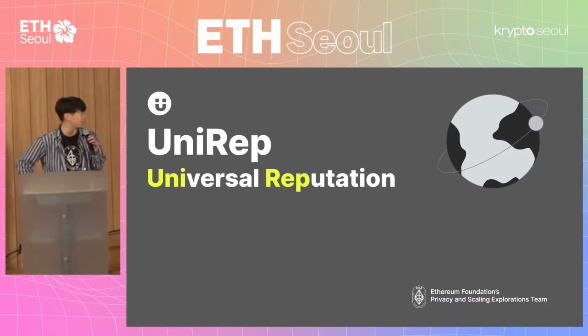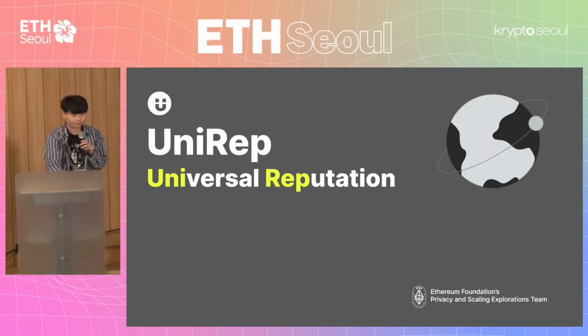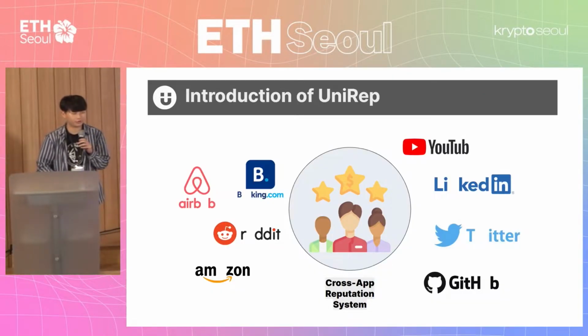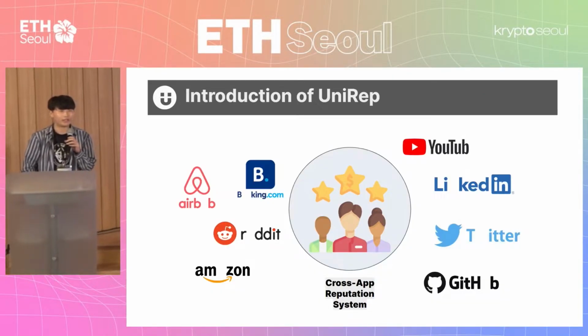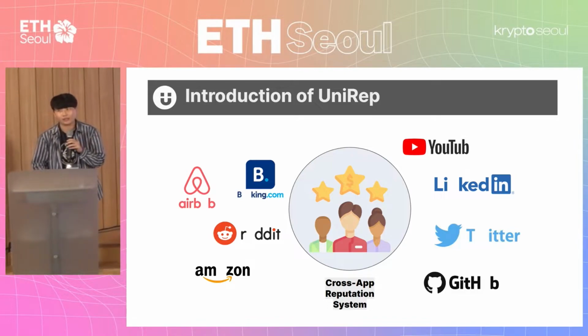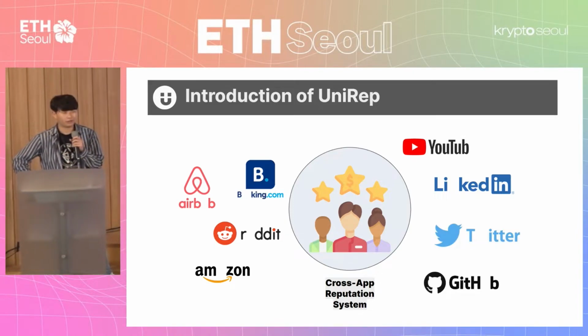which means universal reputation. And why do we use Unirep? Because nowadays we have a lot of applications, each with their own reputation system. For example, we have followers and subscribers on YouTube, Airbnb and Booking.com reputation, and also Karma on Reddit. But how can we integrate them together in one reputation system? So Unirep is introduced here.